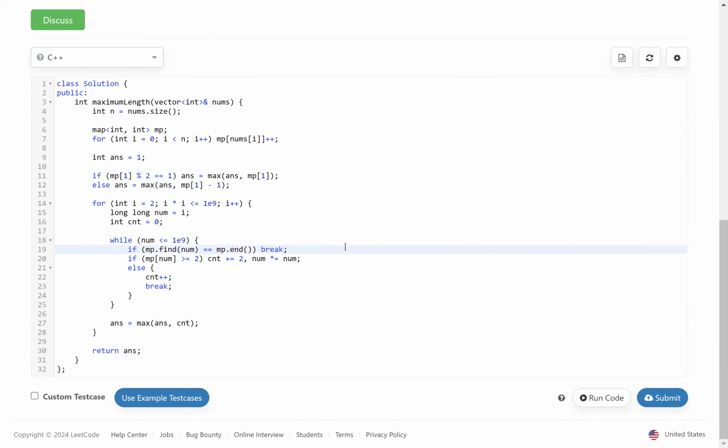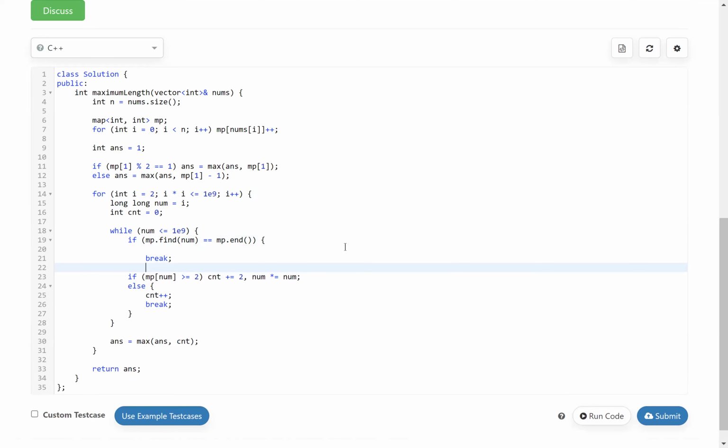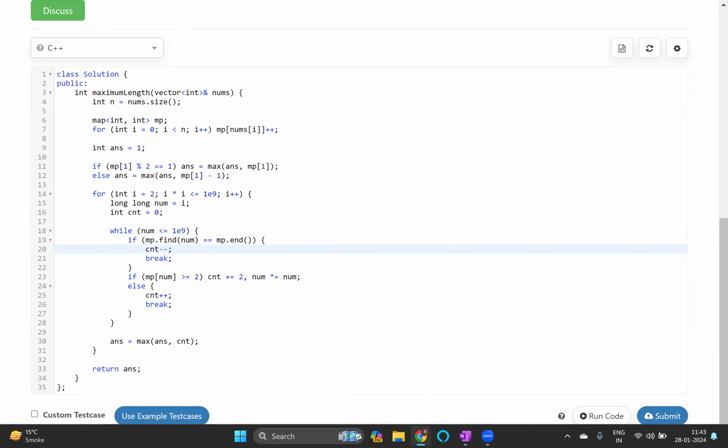Just a second. Yeah, so now it is exactly similar to the explanation.